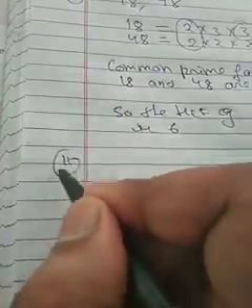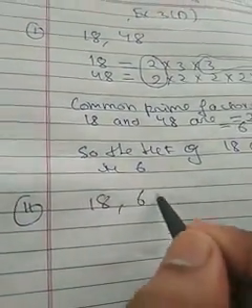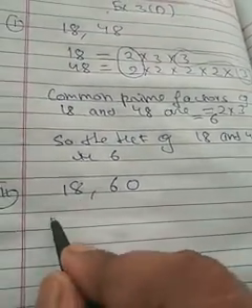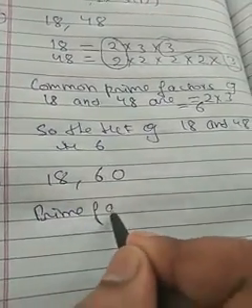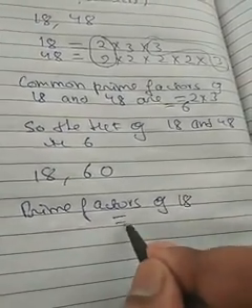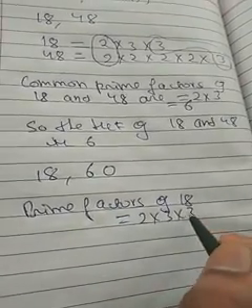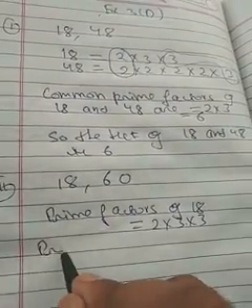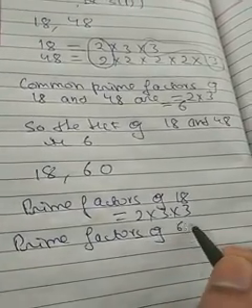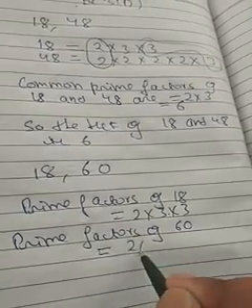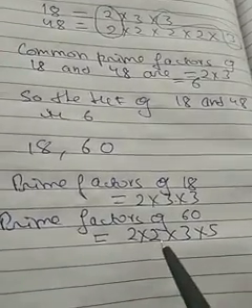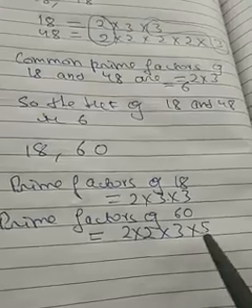Similarly, second part, 18 and 60. Now first we will find the prime factorization of both the numbers. So prime factors of 18 we can write as 2 into 3 into 3. 3 threes are 9, 9 twos are 18. Similarly, prime factors of 60: 2 into 2 into 3 into 5. 2 twos are 4, 4 threes are 12, 12 fives are 60.